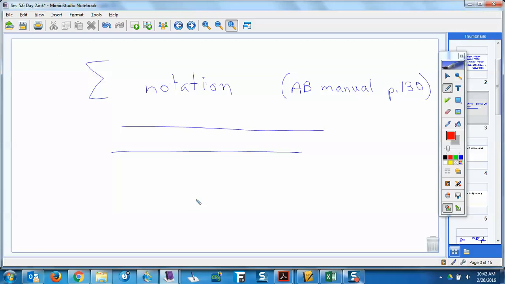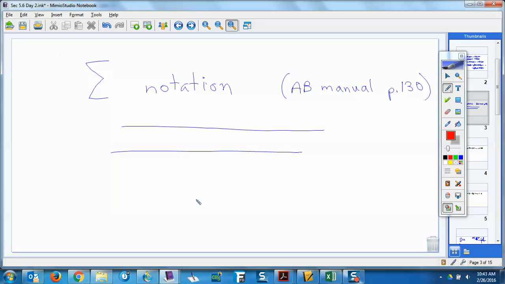Sigma notation is used for what? Sums, right. It's a Greek letter S, stands for sum, so sigma is used to represent sums. Well, that sure fits with what we're doing right now, right? We're doing sums, Riemann sums. We're adding up these integrals. And sigma notation gives us formulas and shortcuts for writing sums, and that's what we want to do here as well.